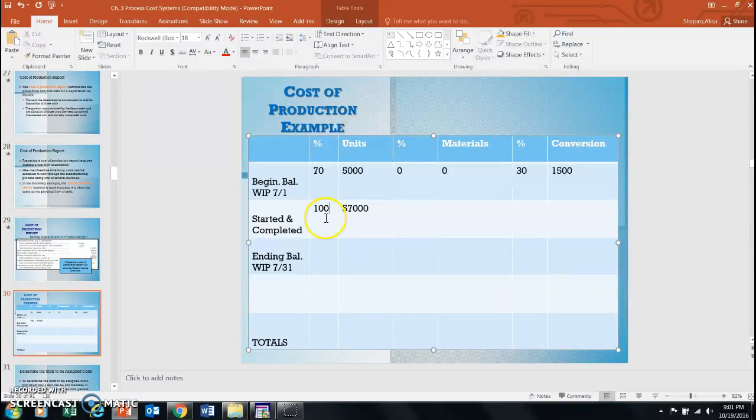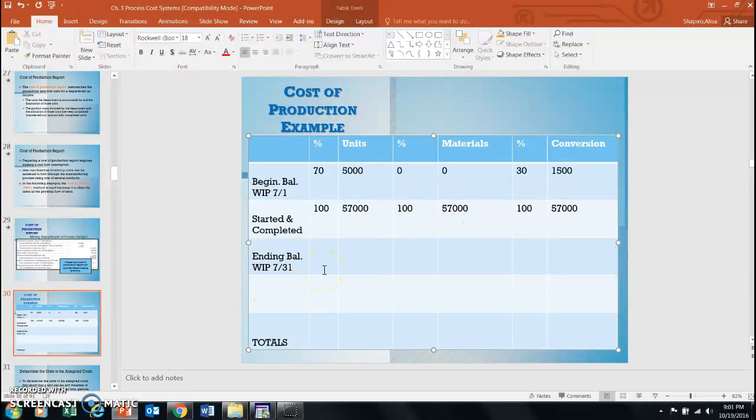But this line is always going to be 100%. We start the work and we finish it. So in terms of equivalent units, 100% of 57,000 means we're adding 100% of the materials in July. It also means we're adding 100% of the conversion costs in July. So that's going to be 57,000 across the board.